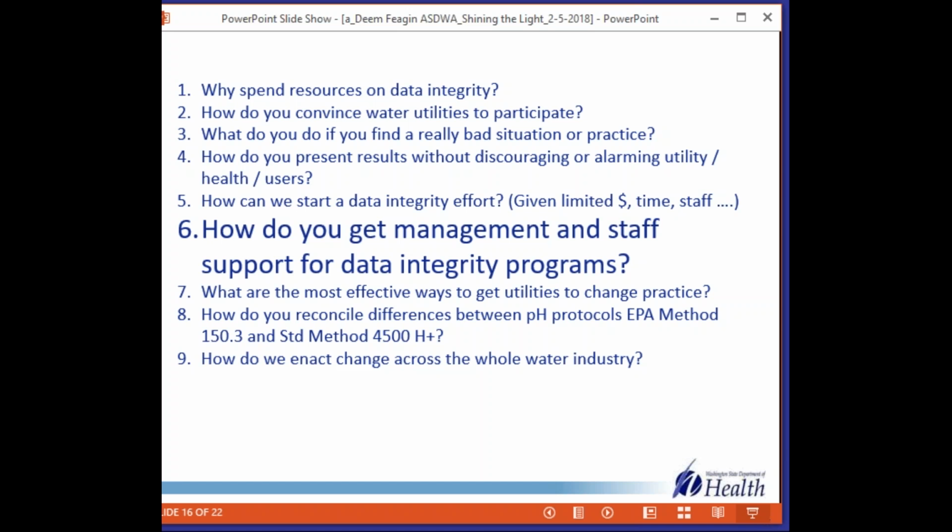So I wanted to add to that. I think when you want to get staff support, it really helps to give them hands-on experience. So they can both understand and feel confident when they go out in the field to share that, bring those issues up with their utility partners.